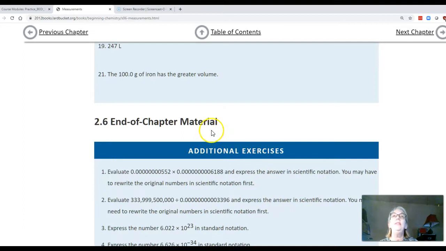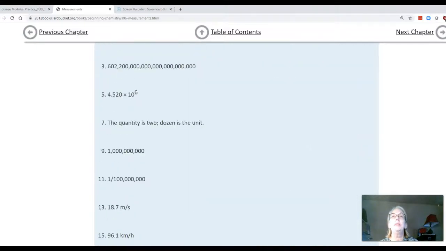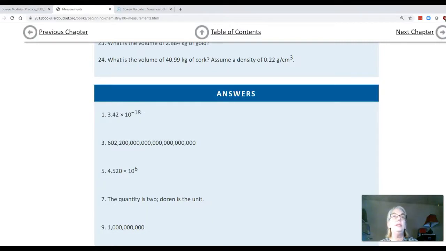Remember, here's the end of the chapter materials, and this is where the homework is. So you're going to go to the very end of the chapter always to find the homework, and you'll do the problems. And after the problems, they're going to have the answers. So please look at those important things that I talked about in this chapter. There's a lot in this chapter to understand.